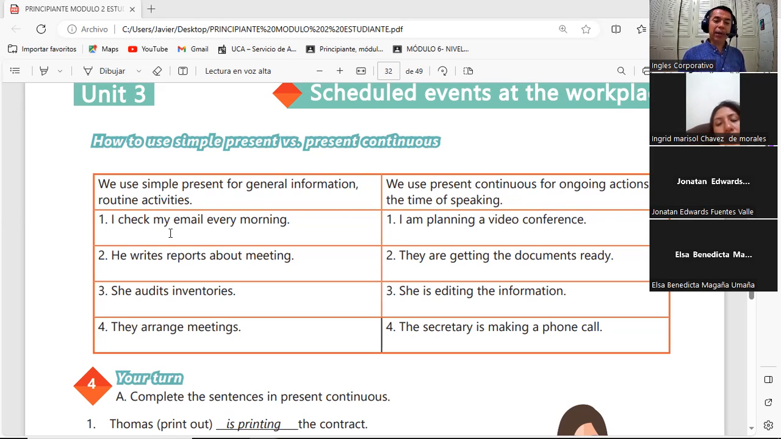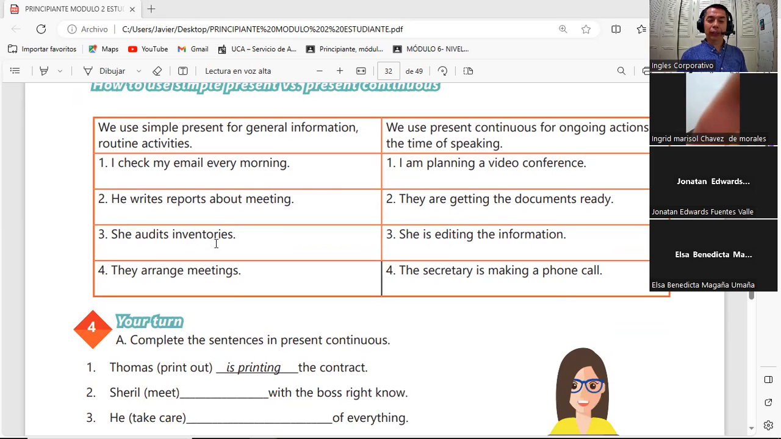For example, I check my email every morning. Simple present. I am planning a video conference. Present continuous. He writes reports about meeting. They are getting the documents ready. Simple present. Present continuous. She audits inventories. Ella audita inventarios. She is editing the information. They arrange meetings. The secretary is making a phone call. In a structure, we have subject, verb, complement in the simple present. And in the present continuous, subject, verb to be, and present participle, right?